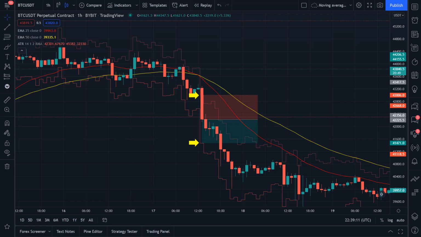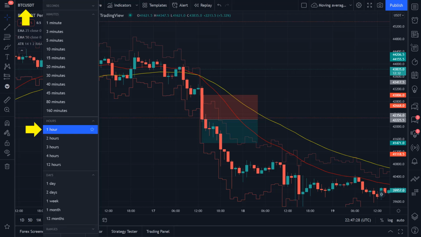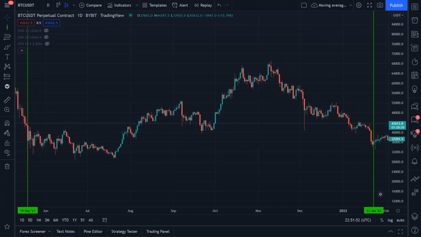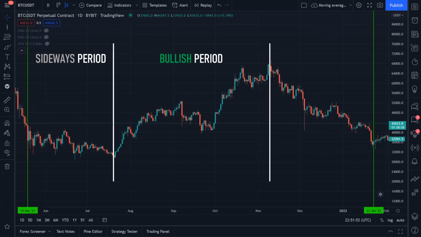For the backtest, I chose the Bitcoin USDT 1-hour time frame. I wanted to see how these moving averages perform in different market conditions, so I took a look at the daily time frame and started looking for a sideways price action period, a bullish period and a bearish period. I chose this time interval. Here we have first a sideways period, then a bullish period and finally a bearish period.